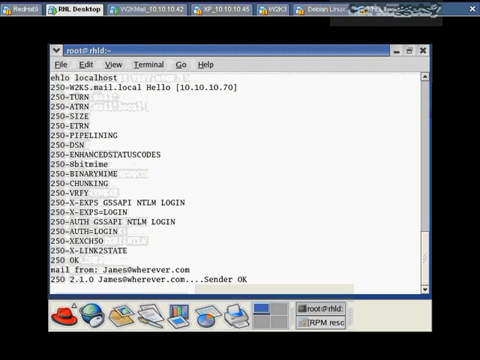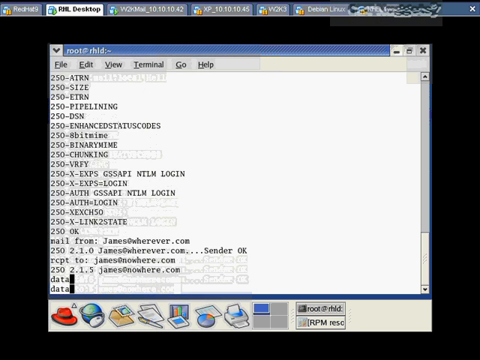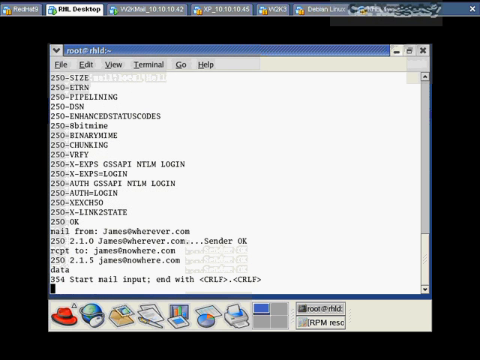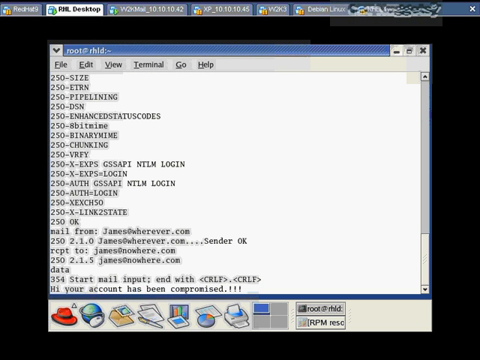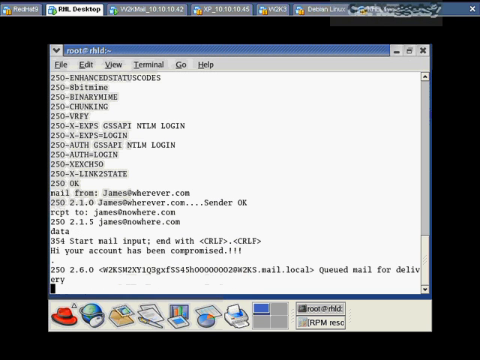So I press enter. It says sender okay. Oh, that sounds pretty good. Receipt to, and then, James at nowhere.com. Okay, and then what I want to do here is just really give it some data once I've started all of that. And then all I have to really do is to say, hi, your account has been compromised. Okay. Whatever, bad punctuation, I know. But anyway, I'll enter that in. So then I'll just do an enter, enter, and then it says it's queued the mail for delivery.